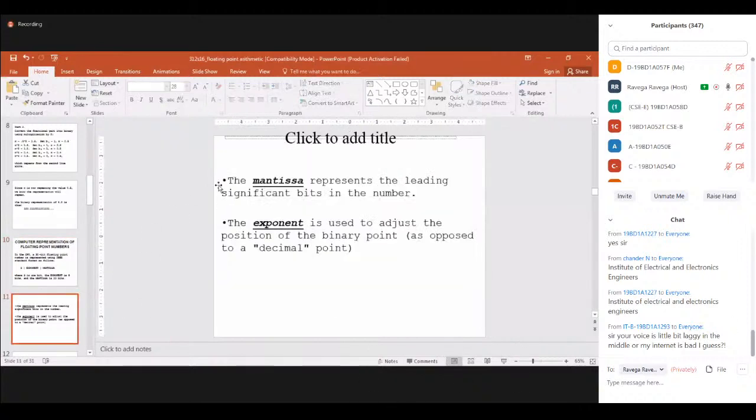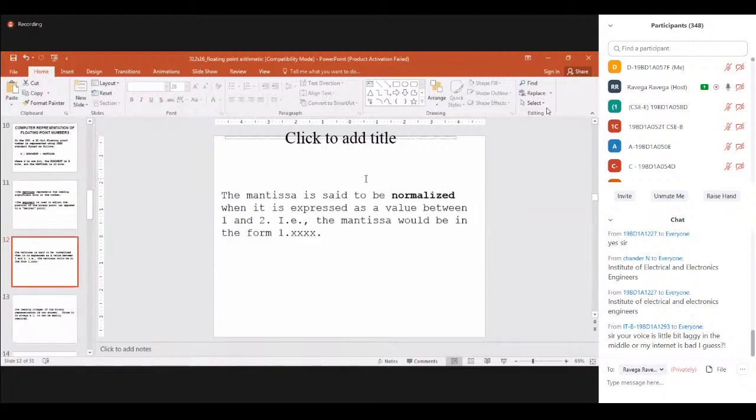The mantissa represents the leading significant bits in the number. The exponent is used to adjust the position of the binary point, or in simple terms, like the decimal exponents. You say 10 to the power of 2. What do you mean by 10 to the power of 2? Or 10 to the power of minus 2? To adjust the decimal point, you have an exponent.